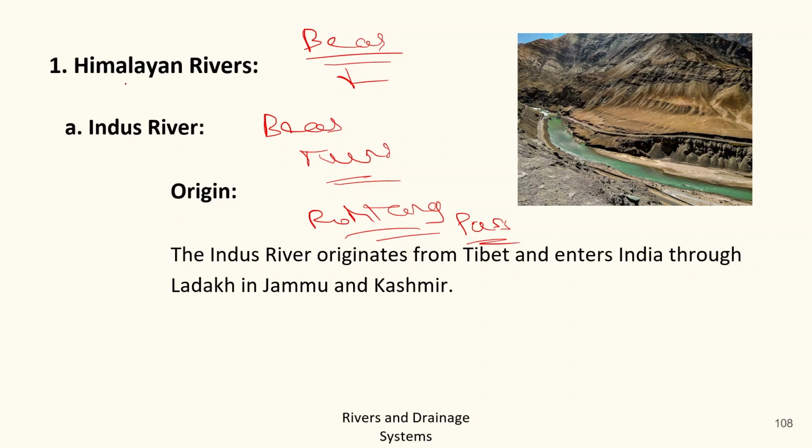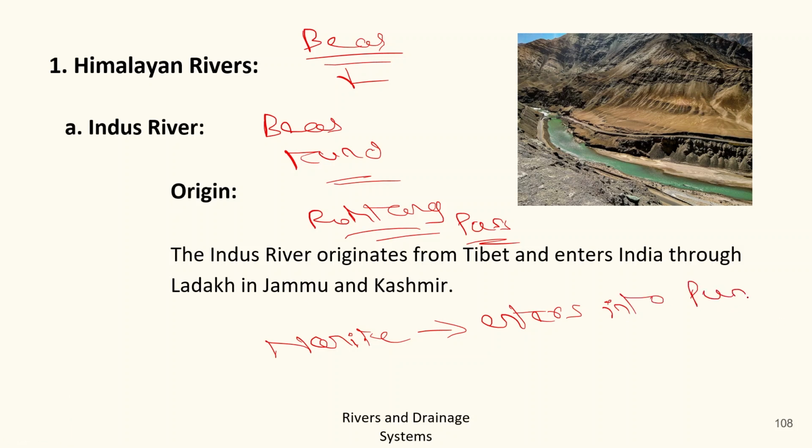Okay. Beas Kund. And near the area of Harike, it enters into Punjab. Okay, where it meets with Satluj River. Got it? Originates from Beas Kund on Rohtang Pass, in Harike enters into Punjab and meets Satluj.